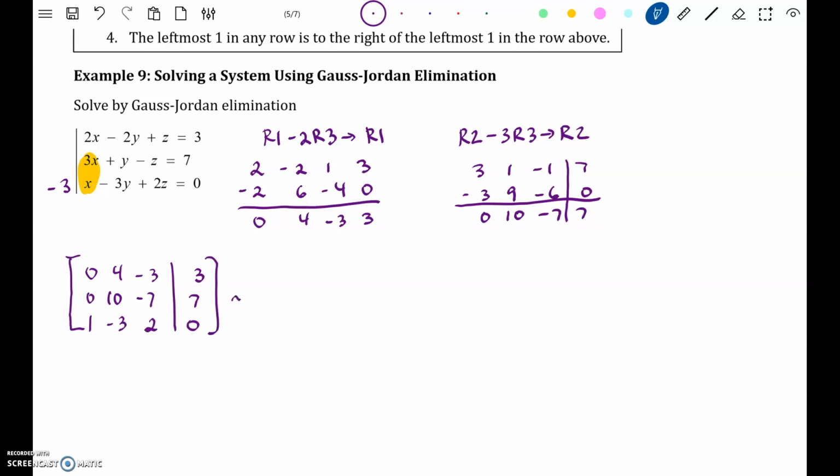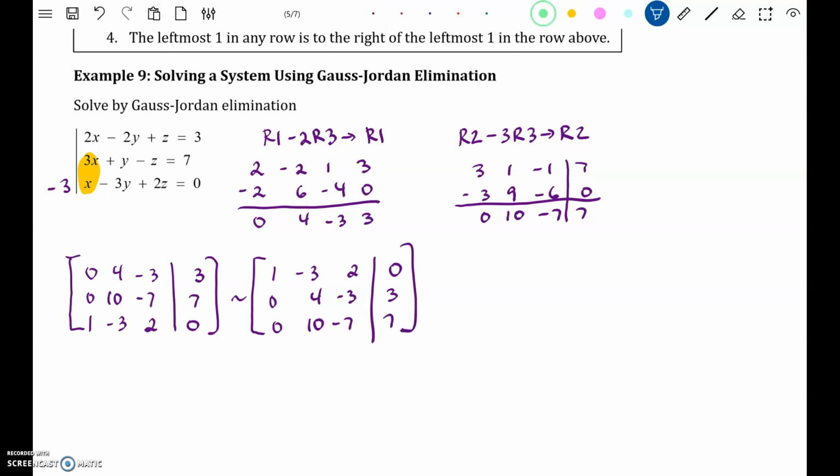Well, remember how I wanted the first row to have a 1, so I'm going to switch the places here. Row 3 is going to go first, and then the others down there, in whichever order I'm going to put them. Well, that first position is great. Now we want to eliminate the position over here.